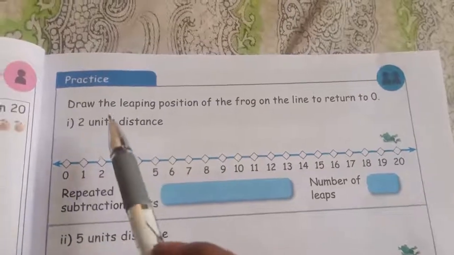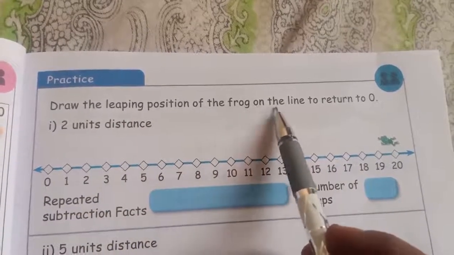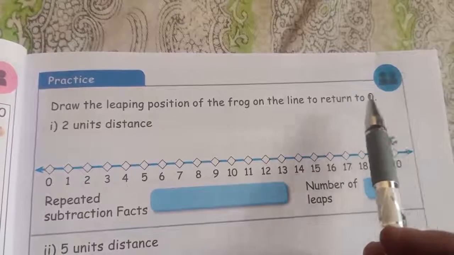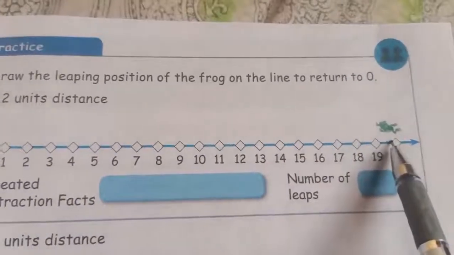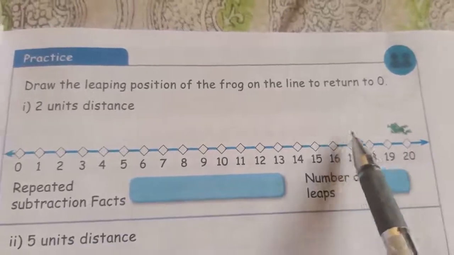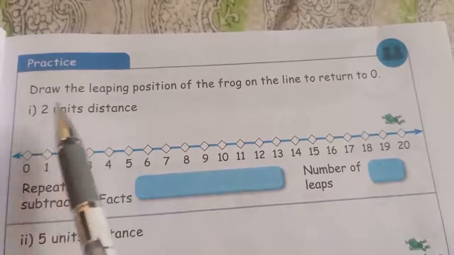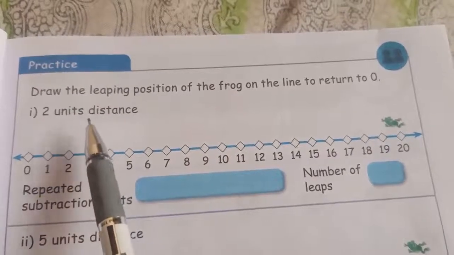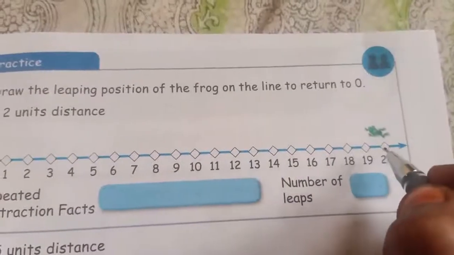Seema, next for your practice, draw the leaping position of the frog on the line to reach 0. Okay, 2 units distance. Now the frog is here, and it wants to reach position 0. So here, what unit are we based on? Minus 2 units. What is our distance? 2 unit distance. So here is 20.